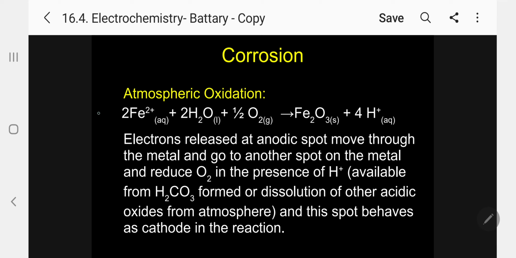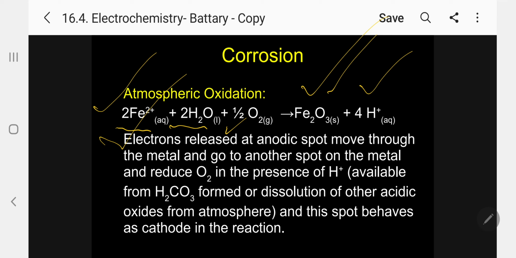Atmospheric oxidation: in the atmospheric oxidation, iron 2 plus, in the presence of 2 moles of water and half mole of oxygen, gets oxidized into Fe2O3 solid, and 4 H plus is released in aqueous. So electrons are released at the anodic spot, move through the metal and go to another spot, and the metal reduces oxygen in the presence of H plus, available from carbonic acid formed or dissolution of other acidic oxides from the atmosphere. And this part behaves as the cathode in the reaction. Kindly follow.